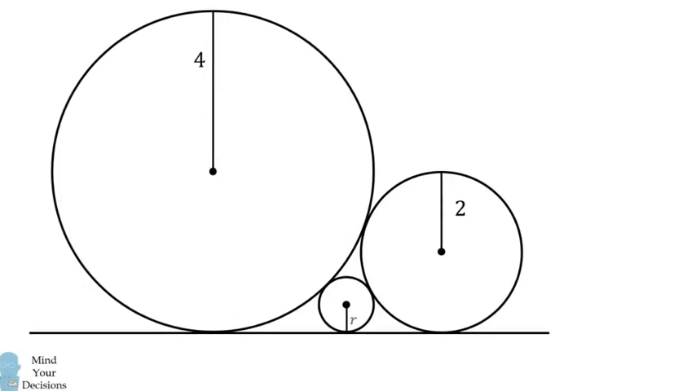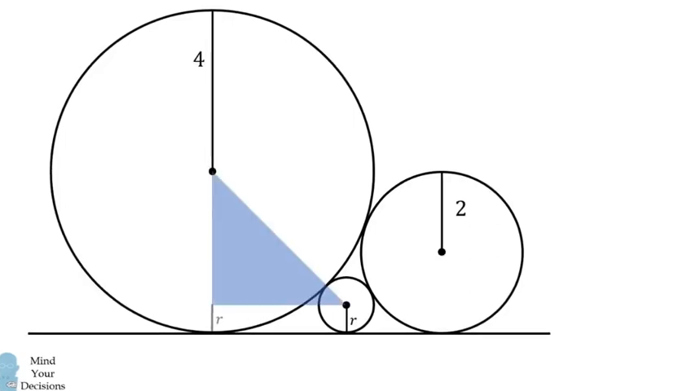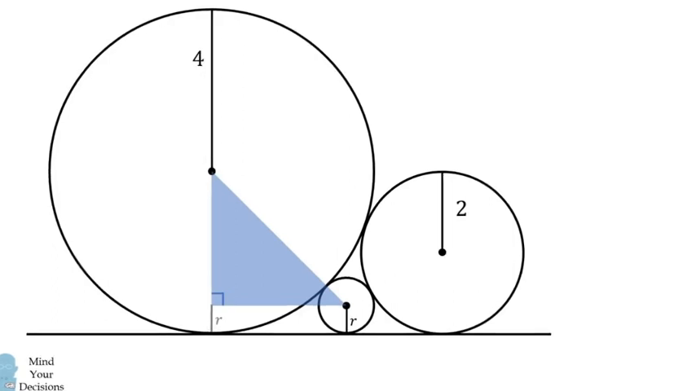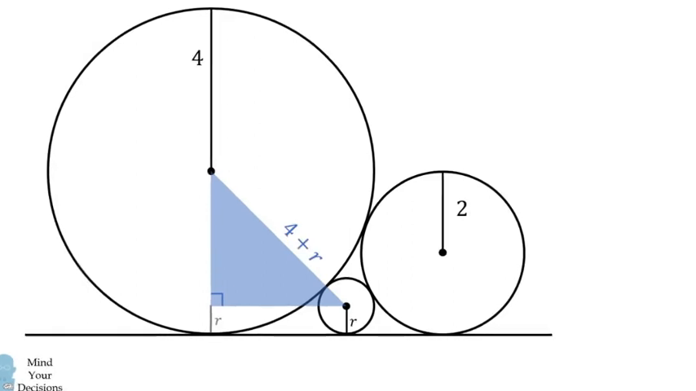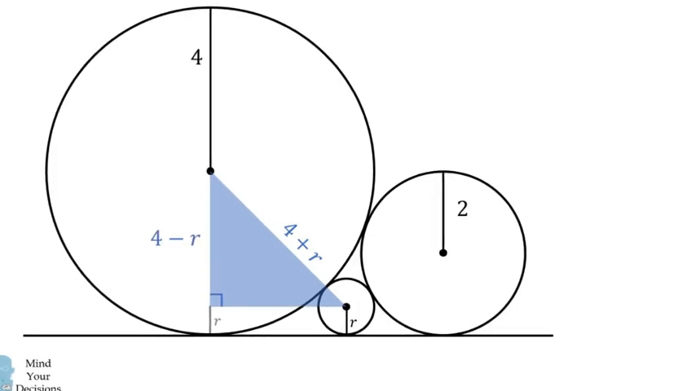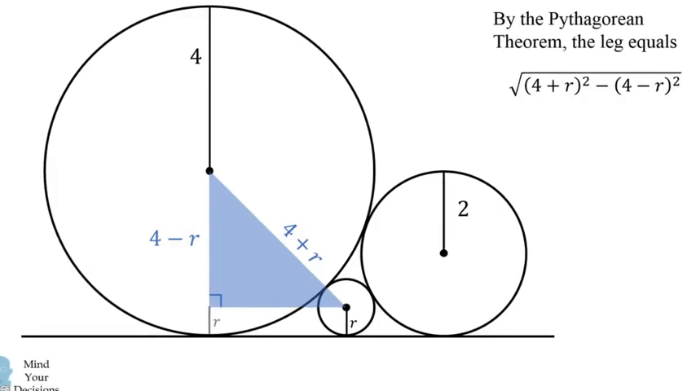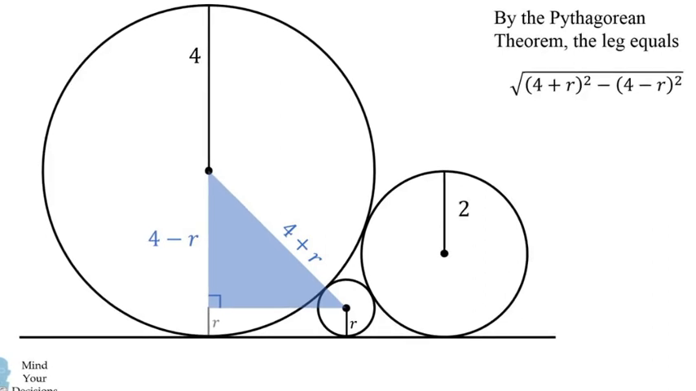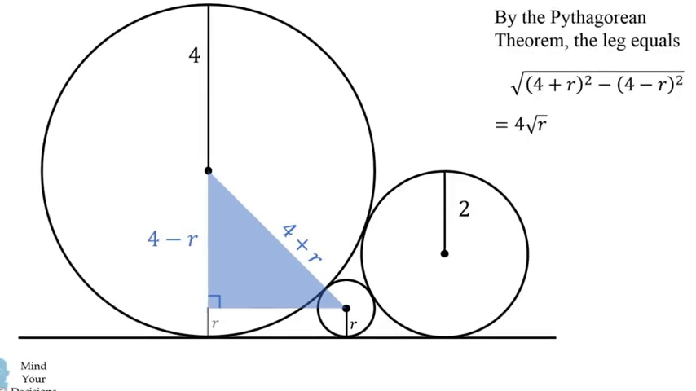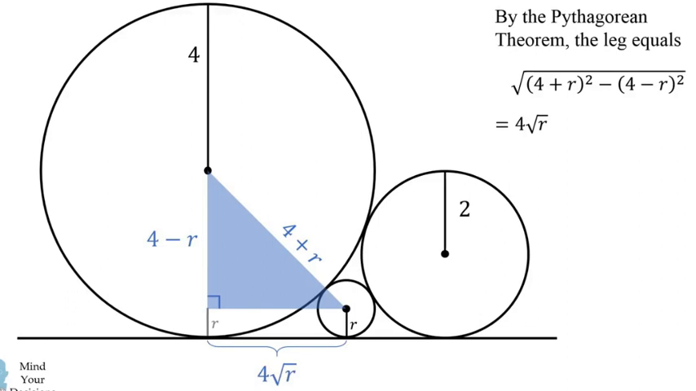The first triangle will connect the center of this small circle to the center of the circle with radius of 4. This will be a right triangle. Its hypotenuse will be the sum of the 2 radii. It'll be 4 plus r. One of its legs will be the difference between 4 and r, so that'll be 4 minus r. The other leg of this triangle we can solve using the Pythagorean theorem. This will be the square root of the quantity (4 plus r) squared minus the quantity (4 minus r) squared. We can simplify this to be 4 times the square root of r.